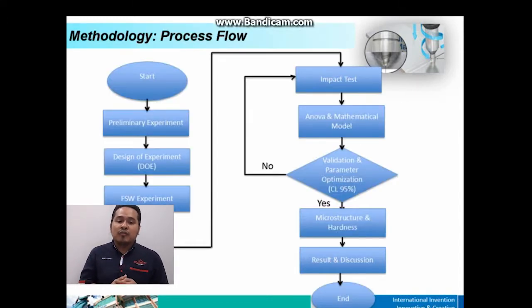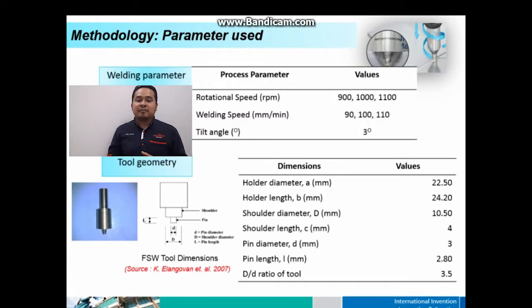This is the process flow for the FFW process. We start with the preliminary experiment, and then we do the design of experiment, followed by the FFW experiment. After the FFW experiment is done, we go to the mechanical testing for the impact test, and then all the data we put into the ANOVA, and then we come up with the mechanical model. After that we validate the data and run the parameter optimization, and then we analyze the microstructure and the hardness test, and then we get the result and the process parameters we use.